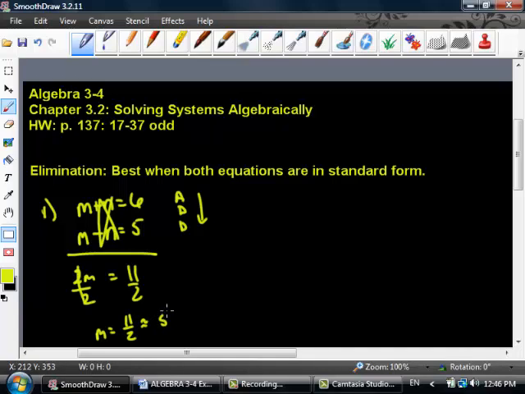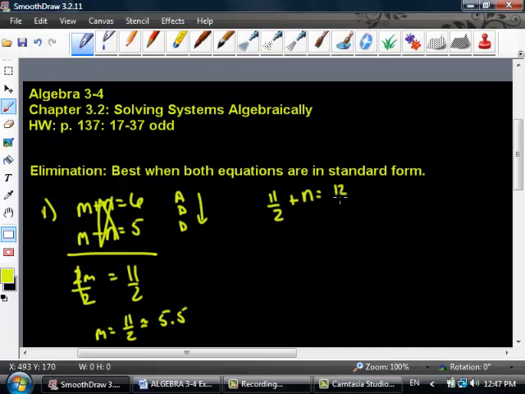Or if you really, really desire, 5.5. Pump that thing back into one of those. I'll choose the top, so I go 11 over 2 plus n equals... Now, hang on for a second. I'm going to have to subtract 11 over 2, right? So instead of writing 6, what number should I write down as it equaling? Instead of writing down 6, what should I write down as the answer?